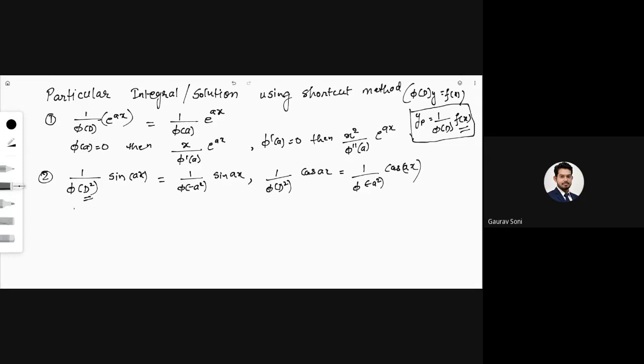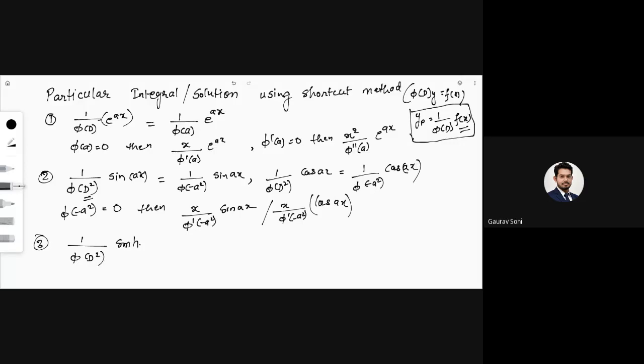Okay, in this case too there is a case of failure. If phi of minus a square turns out to be 0, then once again the same thing, multiply the numerator by x, take the derivative of the denominator: x upon phi dash of minus a square, sine of ax, or x upon phi dash of minus a square, cos of ax, whichever is your function. Okay, and so on.